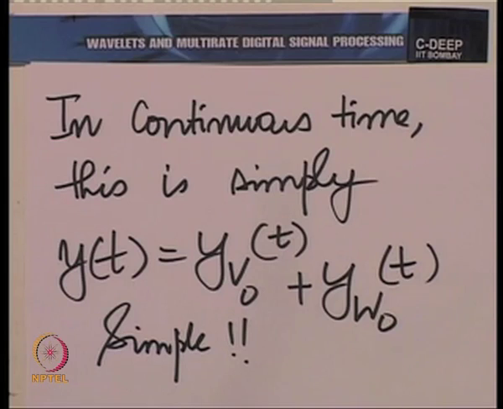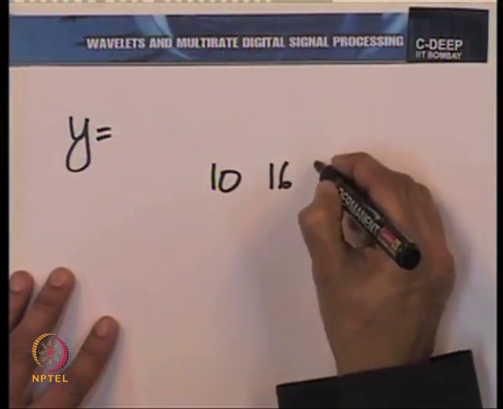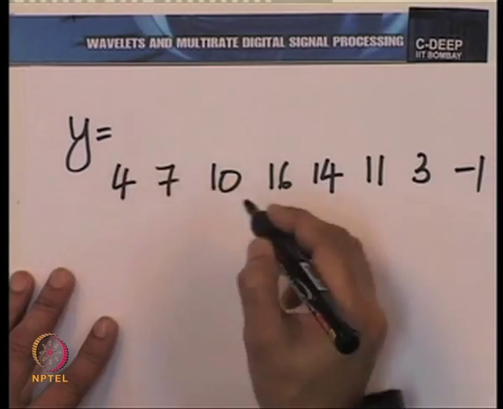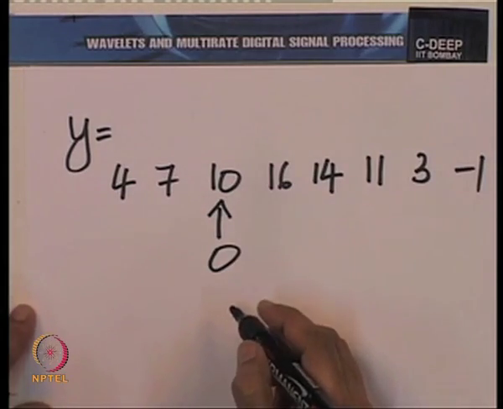When you want to do it in discrete time, you have to work a little harder. So, in fact, let me put back the sequences, let us write the sequences explicitly now. What we will do is we will write down the sequences at least in that region from minus 1 to plus 3 explicitly for YV0 and for YW0. So, for Y the sequence is essentially 10, 16, 14, 11, 3 minus 1 here and 7, 4 there and 0 marked here. Let us on the same reference write the sequence for YV0 and YW0 and then let us put them together.